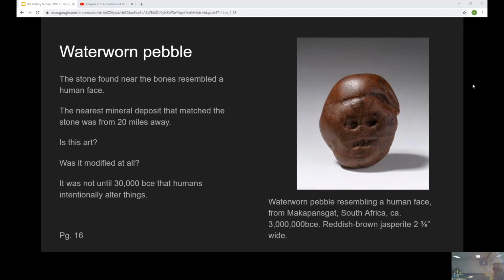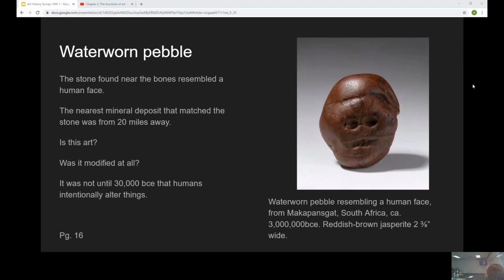pick it up and make those indentations. There's no way for certain to tell. So of course, if they did make it themselves, that makes it more along the category of art, but we don't know for sure. So that's the idea of was it modified at all? It could have been, it could not have been. We can't tell because it's too old for us to tell.